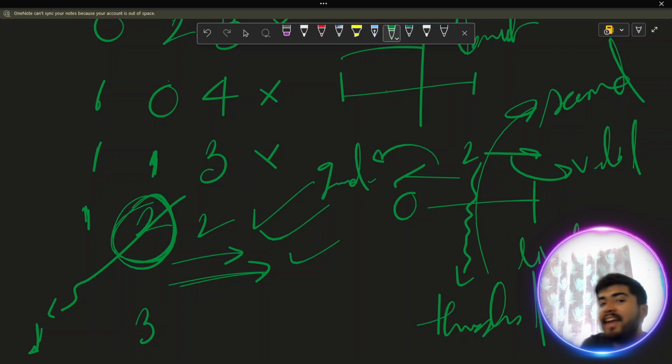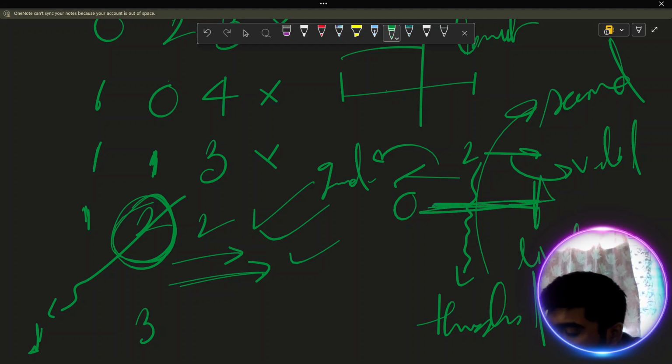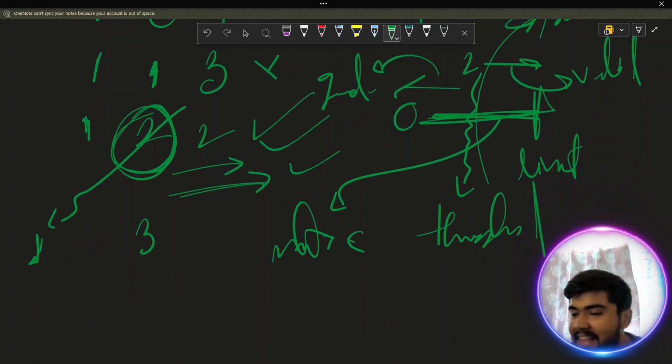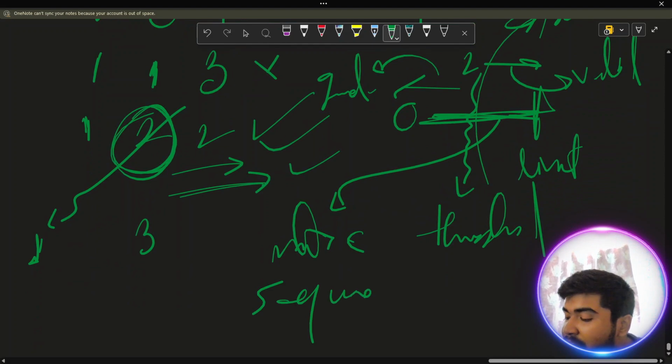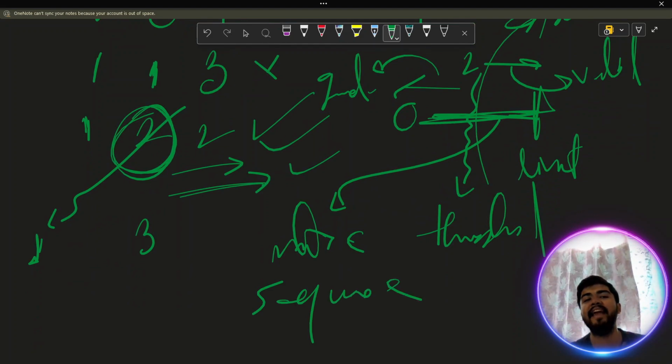So there is obviously a monotonic sequence that exists. Can I say this second sequence is a monotonic sequence? It is a monotonic sequence. And when you have found a monotonic sequence, can I do a binary search here? Yes, definitely I can put a binary search here.